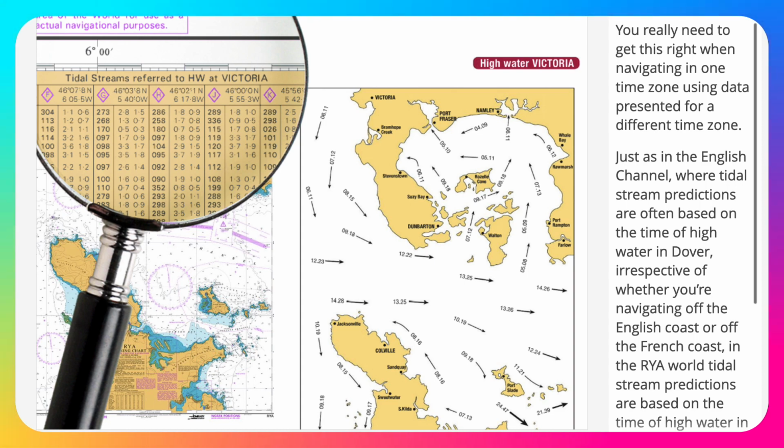You really need to get this right when navigating in one time zone using data presented for a different time zone. Just as in the English Channel, where tidal stream predictions are often based on the time of high water in Dover, irrespective of whether you're navigating off the English coast or off the French coast, in the RYA world, tidal stream predictions are based on the time of high water in Victoria, irrespective of whether you are navigating along the coast of the Northern Territories or Southern Peninsulas. You are told this on the training charts and in the Tidal Atlas, which appears on pages 13 to 25 of the Training Almanac.